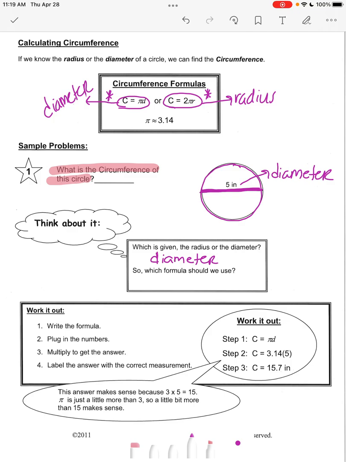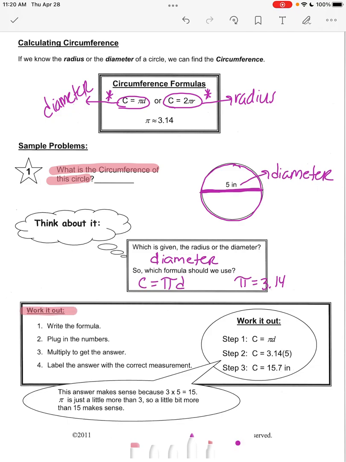Okay, so which formula should we use? Let's look up underneath circumference formulas, and we're going to find the diameter formula, which is C equals pi times D. And for pi, we're going to use 3.14 so we can get a concise measurement. Okay, and then this is how we're going to work out the problem.